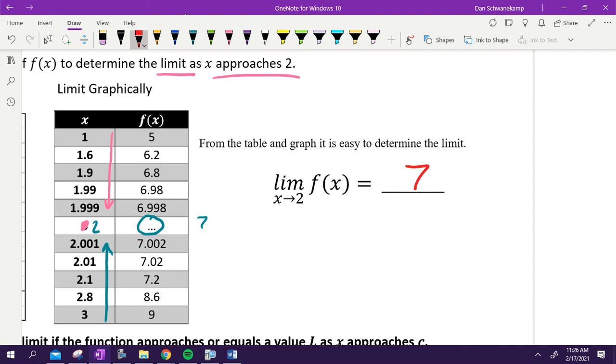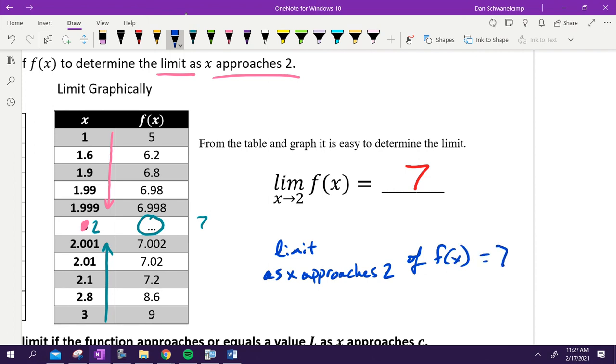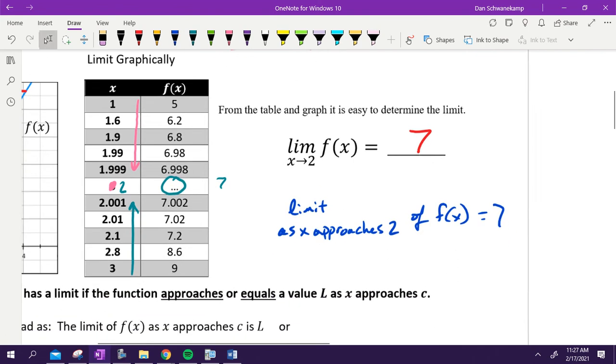Again, here's how we say that. The limit as x approaches 2 of f of x equals 7. Just being able to say it. I hate when kids can't. The limit with the little x and the arrow and the number. Just be able to say it. Be a calc student. Limit as x approaches 2 of f of x is 7. Kind of makes sense so far?